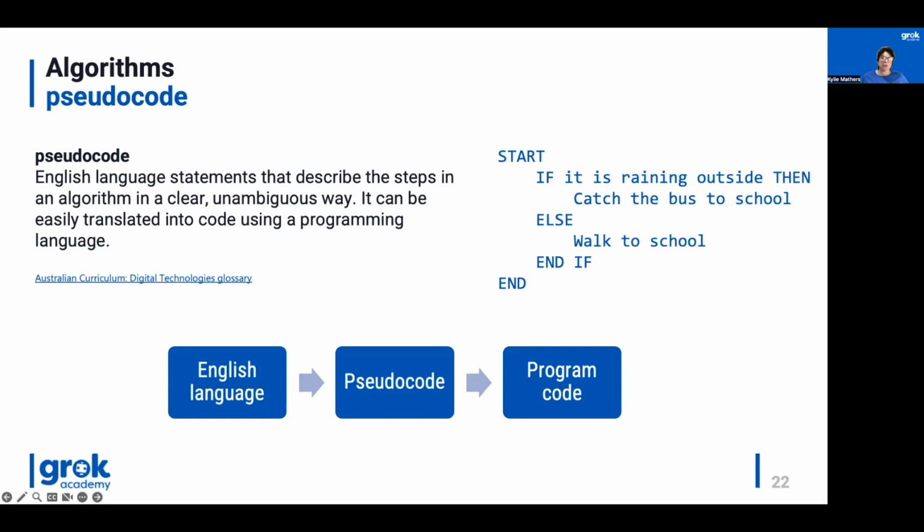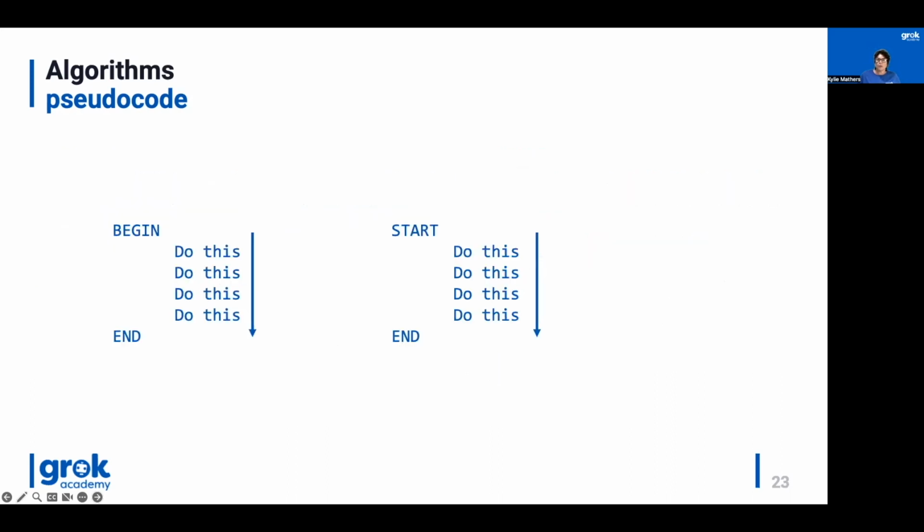An example of pseudocode might look nice and simple like that. You can see that we have a start and an end, or a beginning and an end. You can see that we use indentation to try and group items together. So there are different ways we can write pseudocode: begin, end, start, end. It starts at the top and works its way down in a sequential order. There's usually one statement per line. We usually use indentation to group sections of actions together.